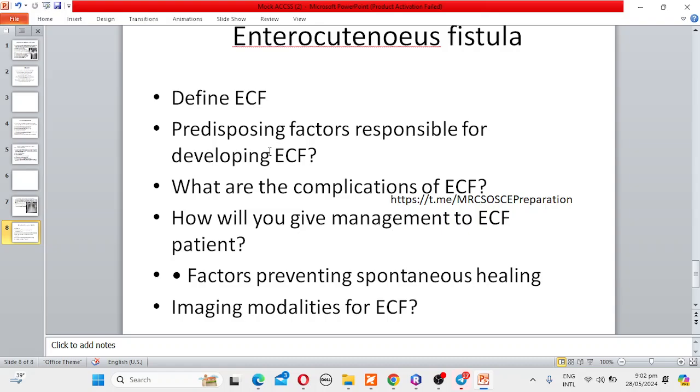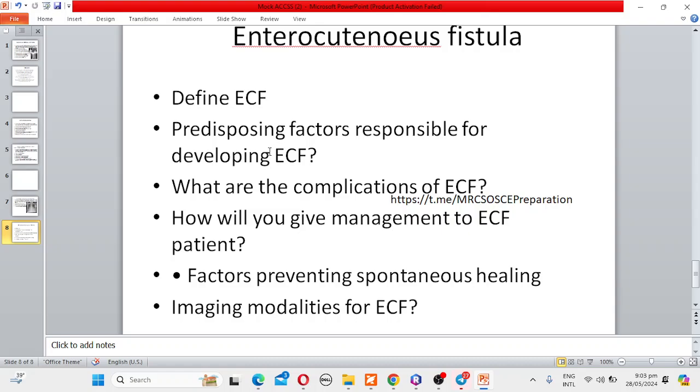Now, define enterocutaneous fistula. So enterocutaneous fistula is the abnormal connection between the skin and the enteric cavity, the GI tract, which is lined by abnormal granulation tissue. Excellent. What causes an enterocutaneous fistula?